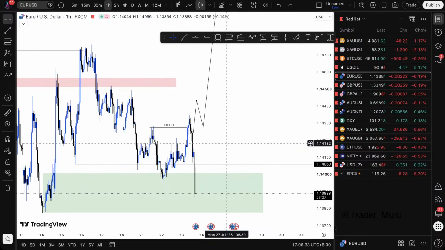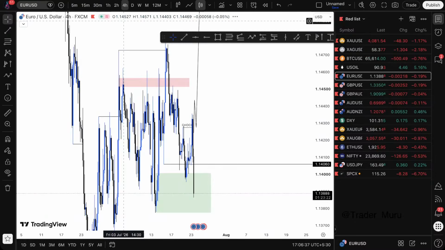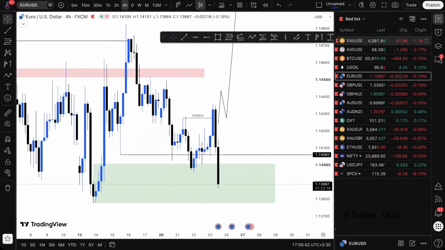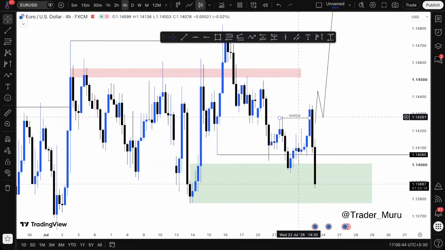Euro did not give us a 4 hour change of character. We were talking about euro yesterday in the 4 hour time frame. We need 2 candles of 4 hour closing above this, otherwise euro will fall again.